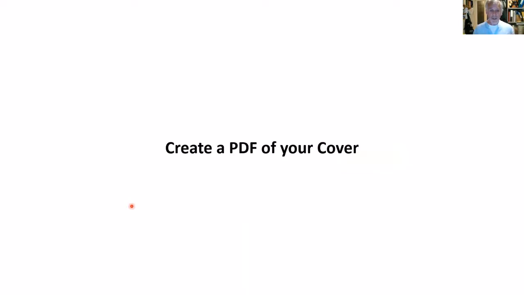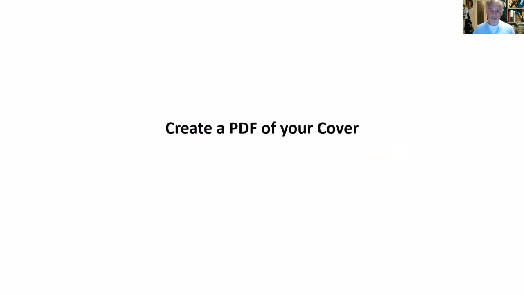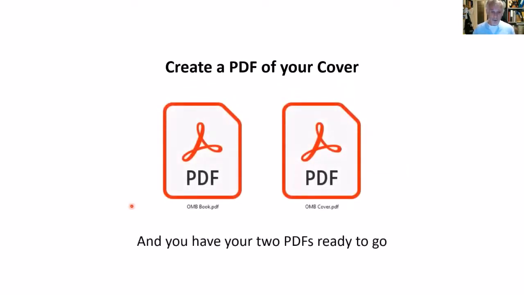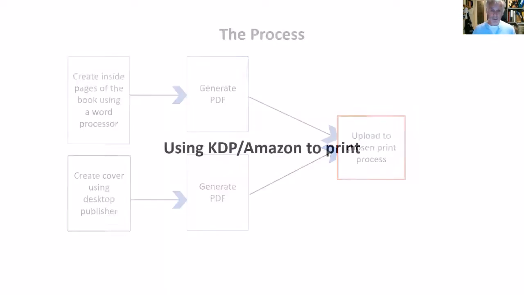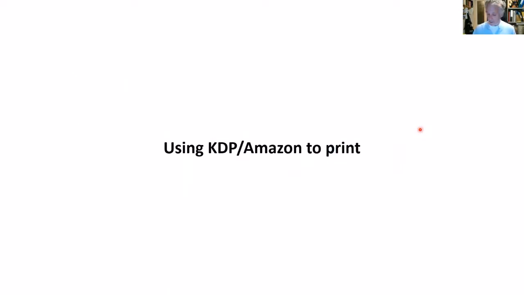And so having done your cover and happy with that, you create a PDF of your cover, which means you've now got two PDF files, one for the inside of the book, one for the cover of the book, and you're ready to go. And you send them to your chosen printer and you start the print process. Now I'm going to talk about the particular printer outfit that I use, which is Amazon KDP, sorry, get it right.